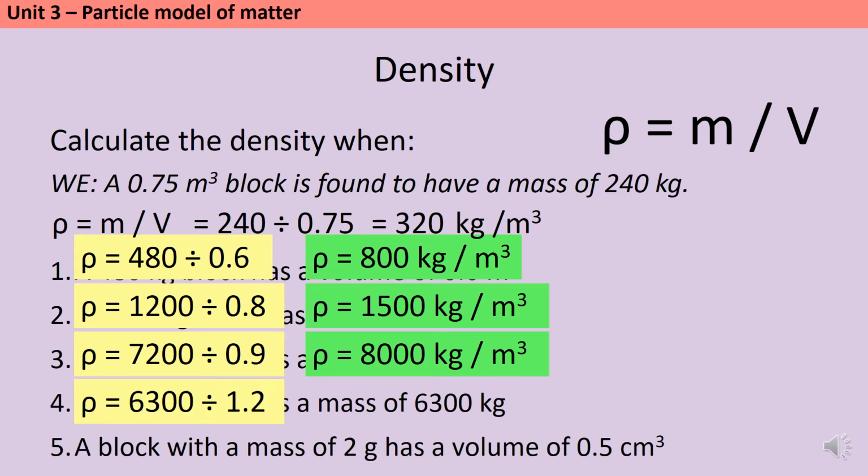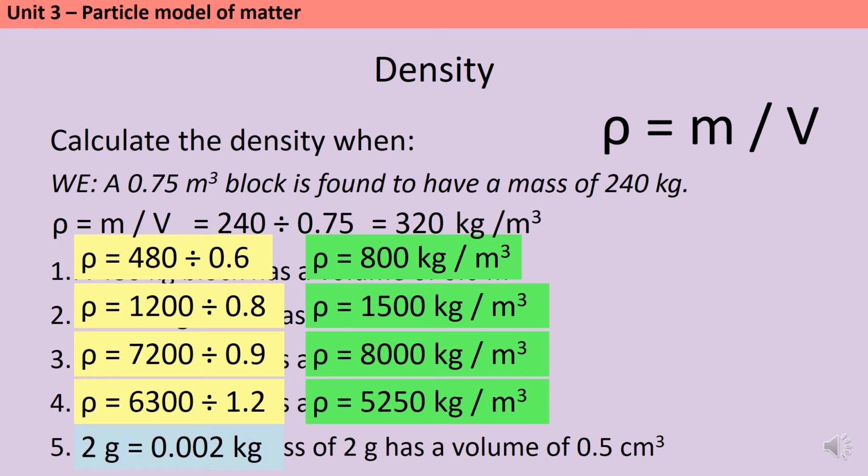6,300 divided by 1.2 is going to give a density of 5,250 kilograms per metre cubed. And then this last question was tricky, because here we've been given the mass and we've been given the volume, but not using the correct units. So before you could complete the calculation, you needed to convert these.